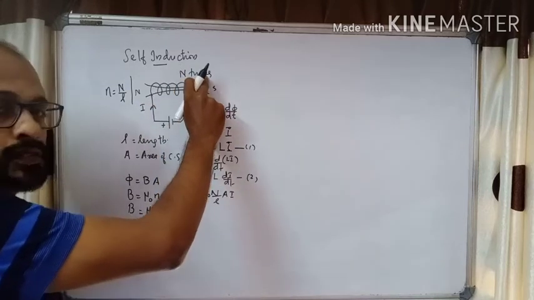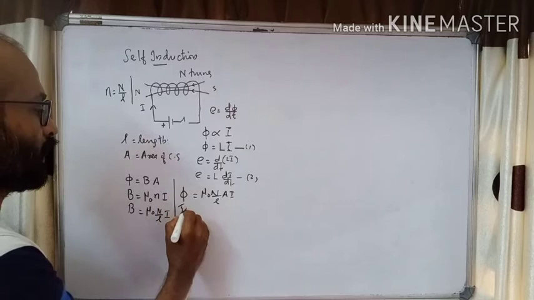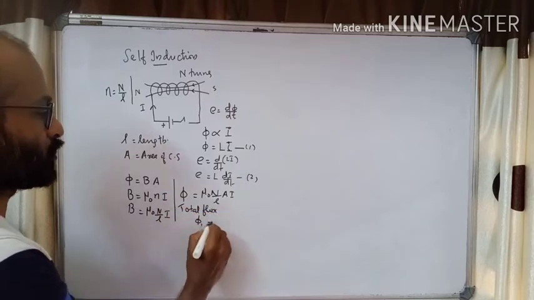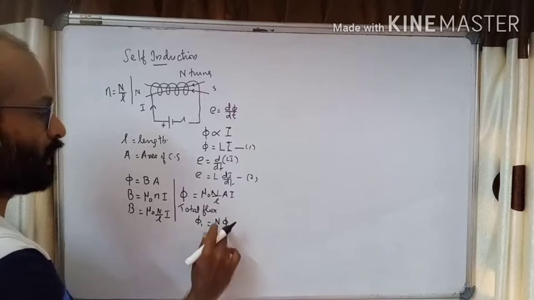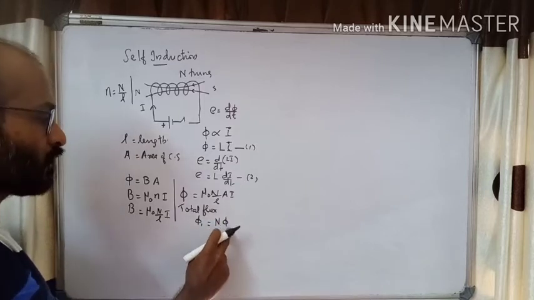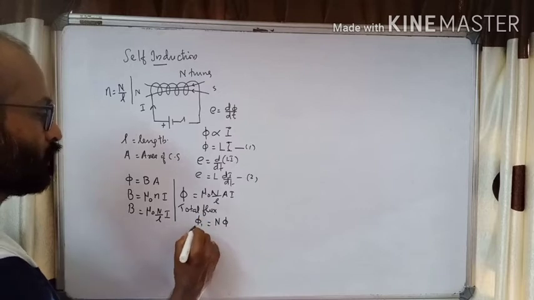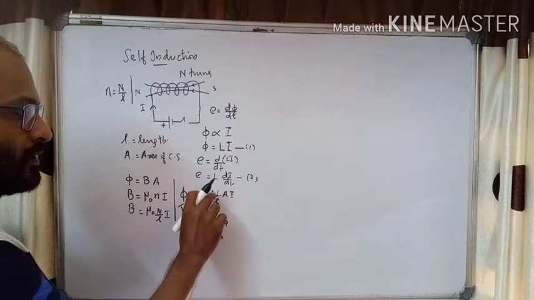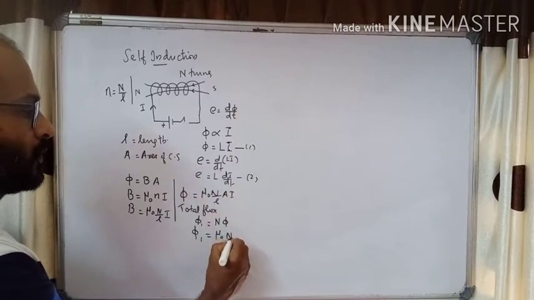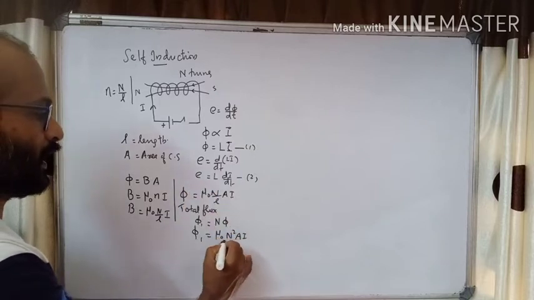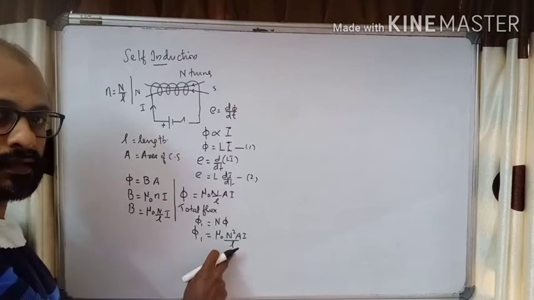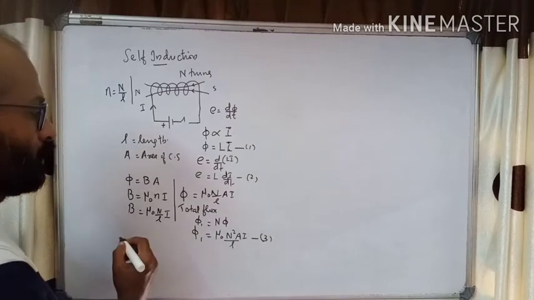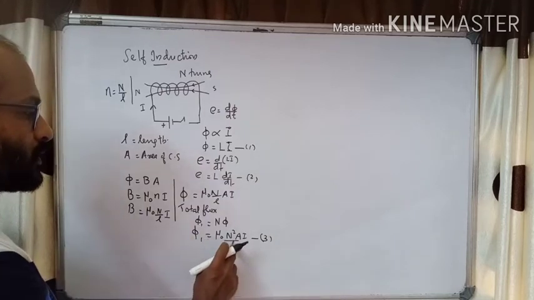There are N turns for the solenoid. So what is the total flux? I give the symbol phi 1, which is equal to N into phi, where phi is the flux linked to each turn. So phi 1 is equal to mu 0, and I just multiply N here: N into N squared, you will get mu 0 N squared A into I by L. This is the total flux linked. I can write this as equation number 3: phi 1 is equal to mu 0 N squared A I by L.